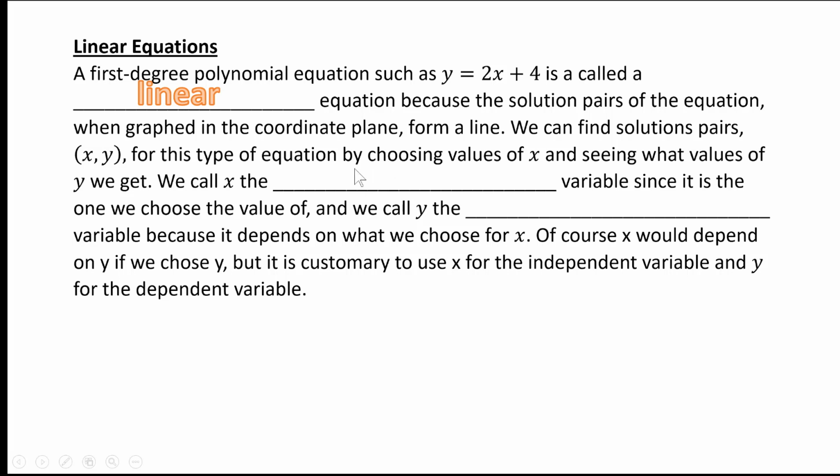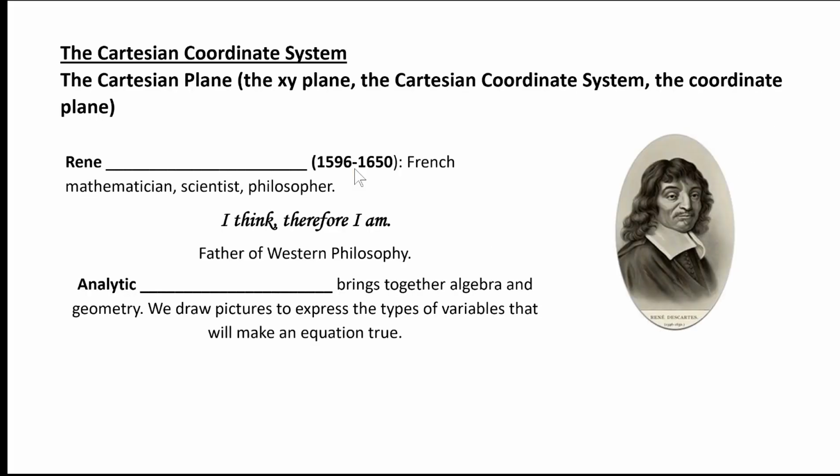So we usually call x the independent variable because we just choose it. And then we call y the dependent variable because y depends on the value we choose for x. And since we usually do it in that order, we call x independent and we call y dependent. They both depend on each other, but because of the way we normally choose values, we call x independent and we call y dependent.